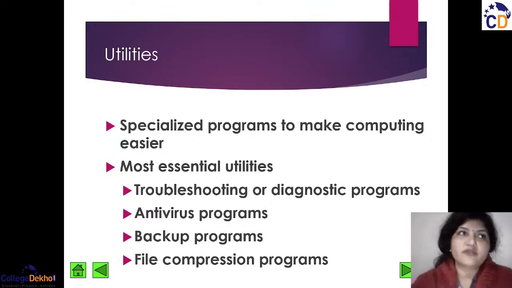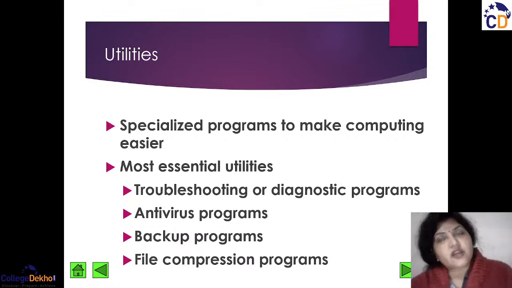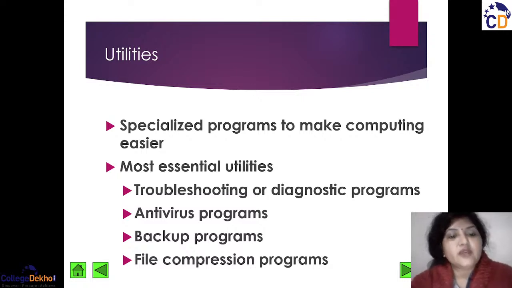So in today's session, what we have learned about is that there are two types of softwares. First is application software, the second is system software. Application software is meant for a specific purpose and helps the users in solving their problems, right? Whereas system software includes the operating system. It could be utility softwares. Just now I discussed utility softwares, like troubleshooting programs, antivirus programs, backup programs, even file compression programs are also there.